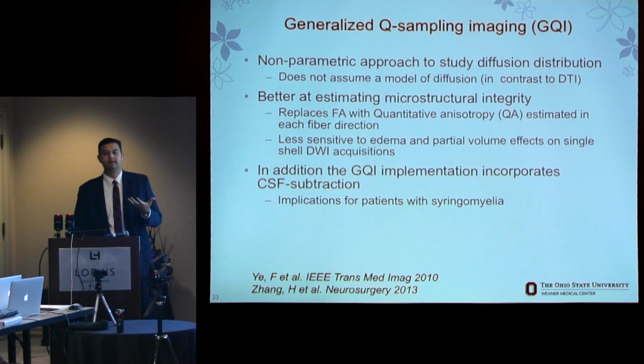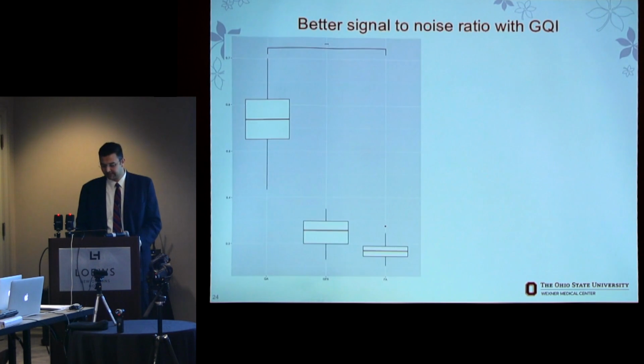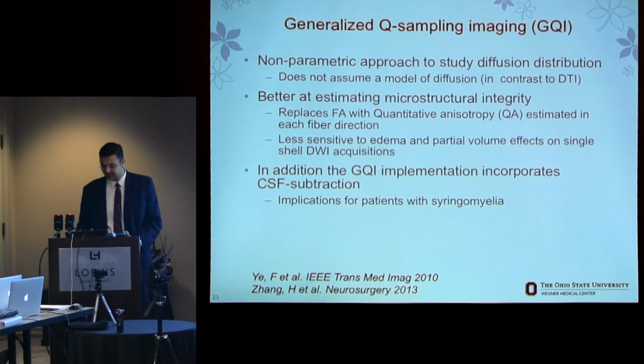Just a little bit about the GQI. Someone earlier, when they were looking at the retest reliability, talked about non-parametric approaches for this kind of analysis. GQI is a non-parametric way of looking at diffusion of water molecules in the brain, and it does not assume any type of preferential direction. It really looks at the diffusion of water molecules in multiple different directions, and it's a better metric of looking at microstructural integrity.